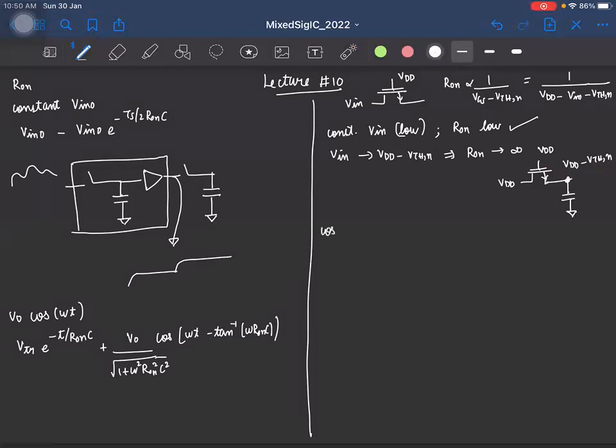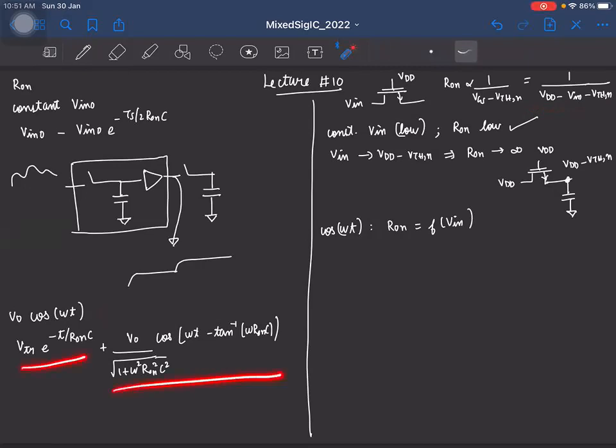When we apply a time varying input of the form cos omega t, what happens from here? It's clear that the on resistance is a function of the input voltage. So the output will be of this form, right, which has a transient portion and a steady state portion. In the steady state portion, we clearly see that the on resistance appears in a nonlinear fashion. And so at the output, we will have nonlinearity.